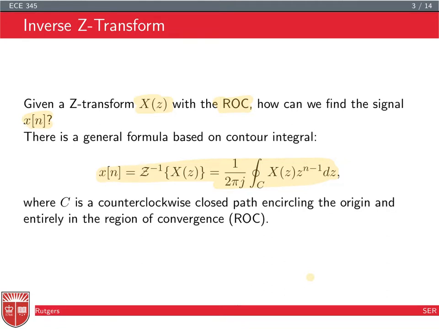Now, the formula looks a little bit complicated, but there is some good news: we won't be using this formula here, because we are going to use an easier way of finding the inverse Z transform that doesn't involve a contour integral. But I just want to include this formula in order to tell you that there is a general formula to find it.